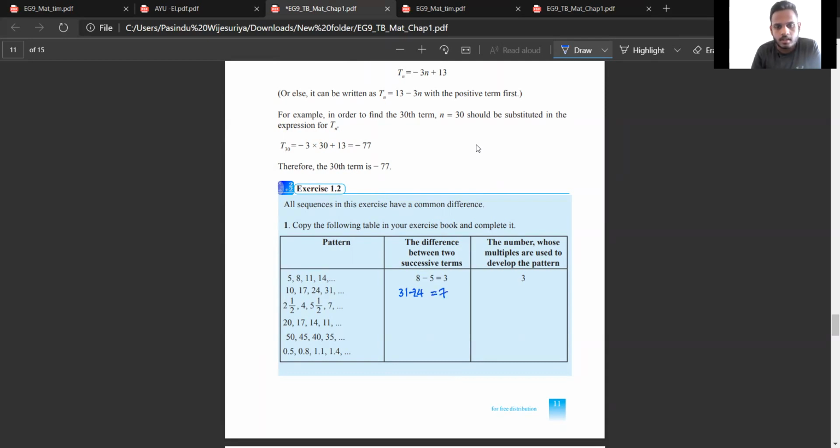Let's take another one. So 4 minus 2.5 is 1.5. So the number whose multiples are used to give a pattern: exactly, this is 7, and this is 1.5. Let's take this one. Okay, let's take 0.5.